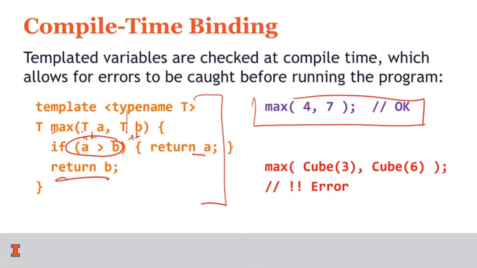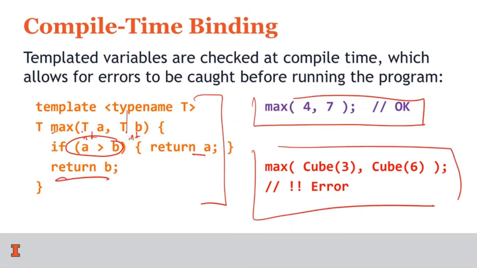On the other side of the world, we can think about UIUC cubes. So instead of having a primitive type, we have a user-defined type. And in this user-defined type, we're now comparing two cubes. When we compare a greater than b, we're comparing whether or not the cube of length 3 is greater than the cube of length 6.